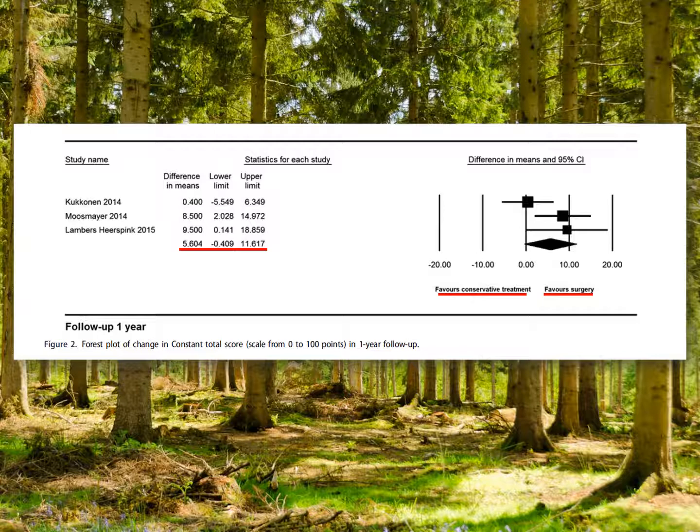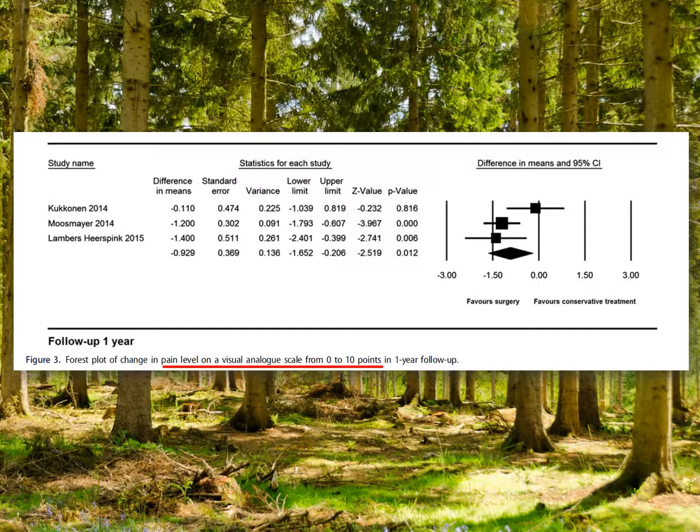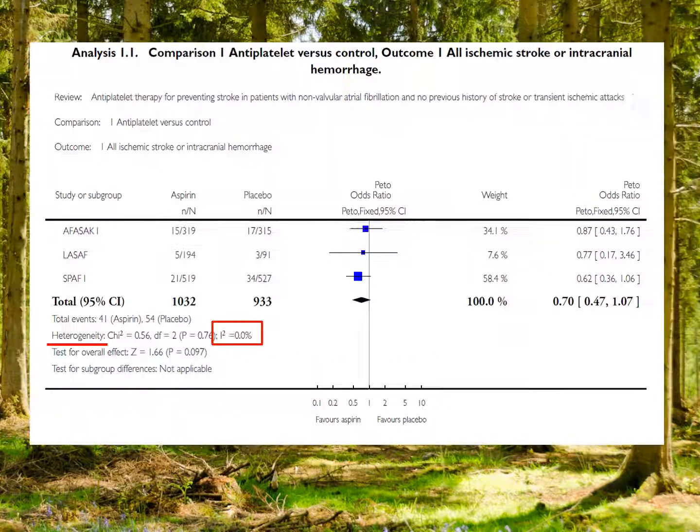So, according to this outcome, constant total score, there is no difference between conservative treatment and surgery because the overall meta-analysis results include 0. This is how the study is included. And this is another one, which is the same study but using pain level on visual analogue scale.